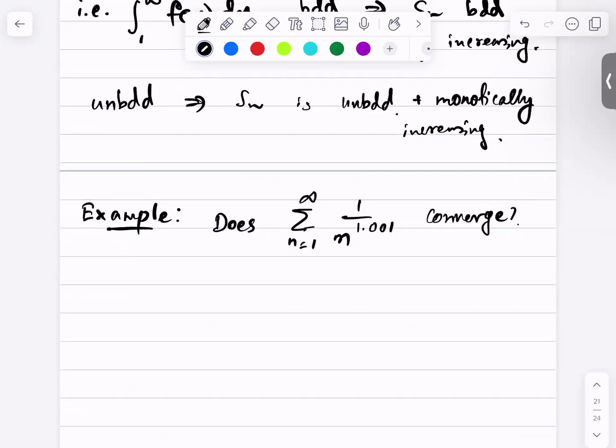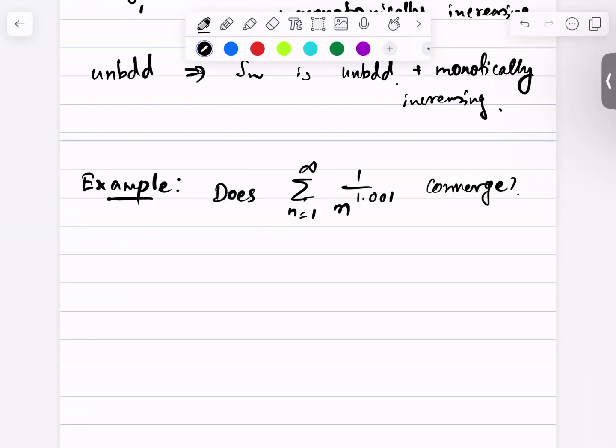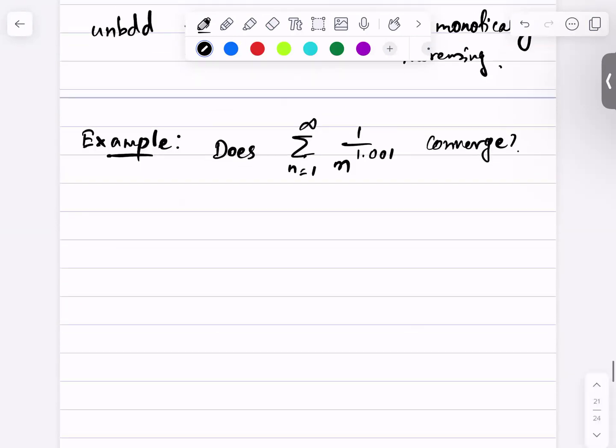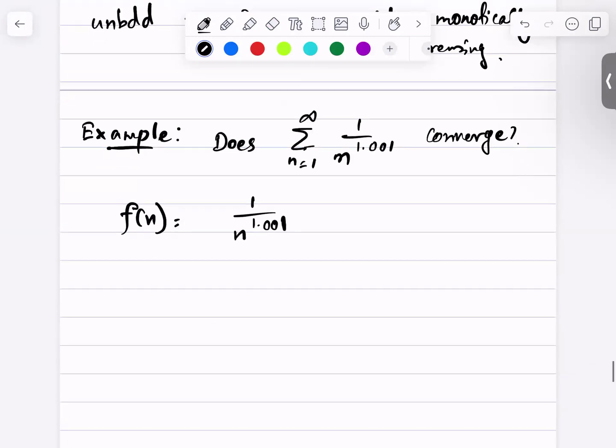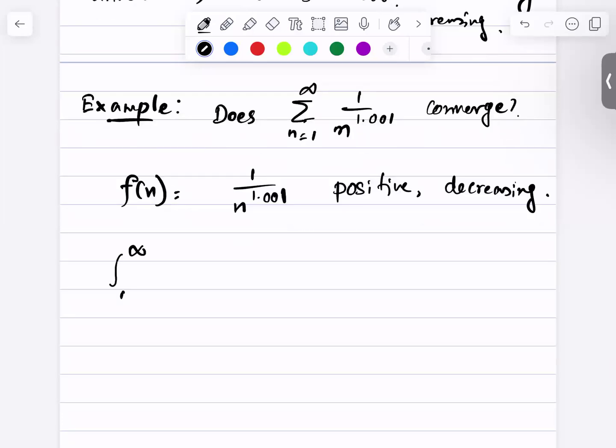Okay, some examples. So now does the summation of 1 over n to the 1.001 converge? I'll consider f(n) to be 1 over n to the 1.001, not hard to guess. Now this is a positive function and also decreasing. You can check this, not hard to check it.